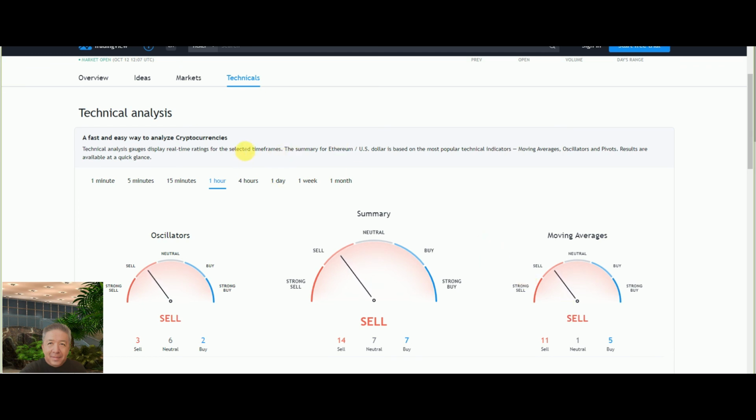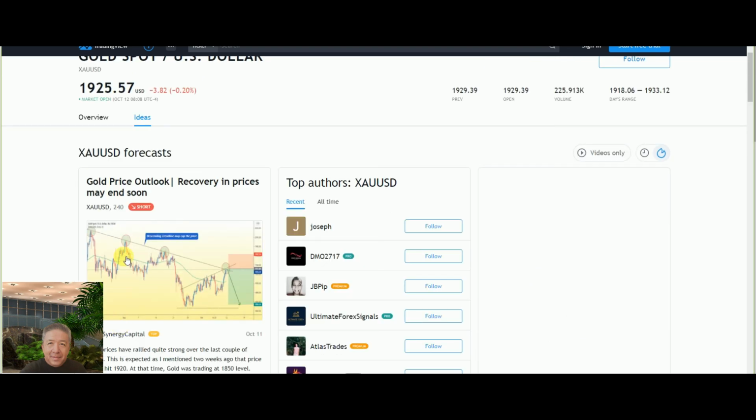I hope you learned something. If not, just go to tradingview.com and look at the symbols. Okay, so that's it for now.